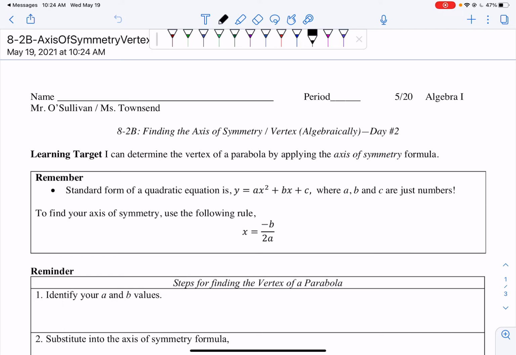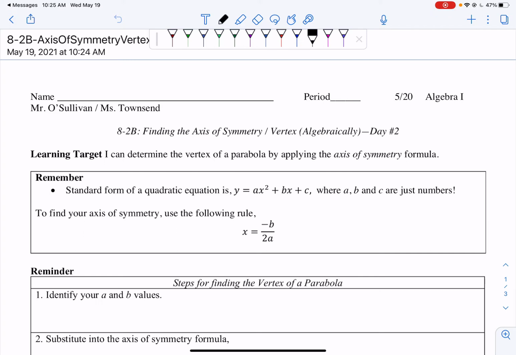We did this on Tuesday, but this is the second day of the lesson. So we're going to do two examples where we find the axis of symmetry and the vertex all algebraically. And then tomorrow you're going to have a Delta Math to practice this skill again, okay? So today's learning target is, I can determine the vertex of a parabola by applying the axis of symmetry formula.